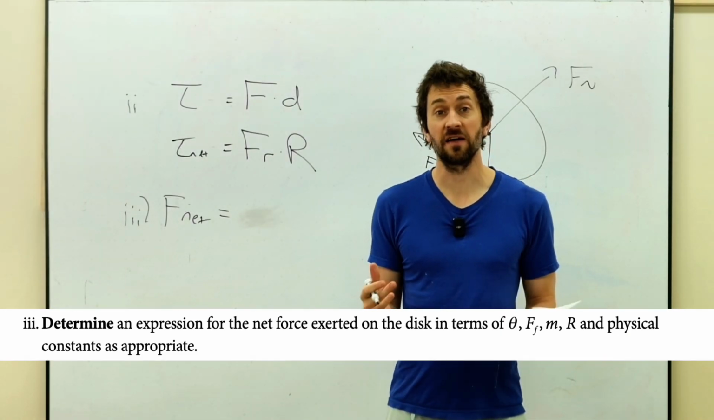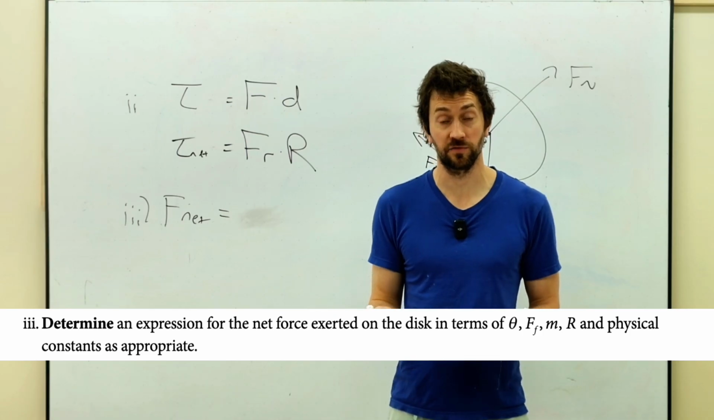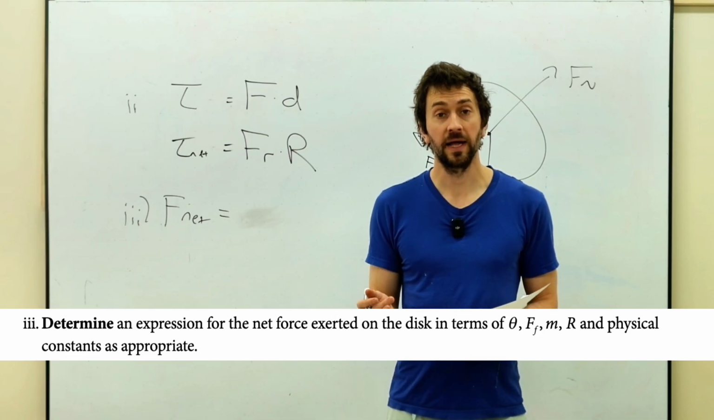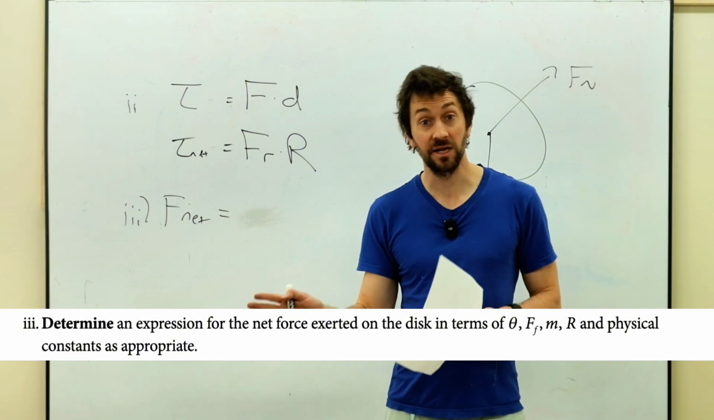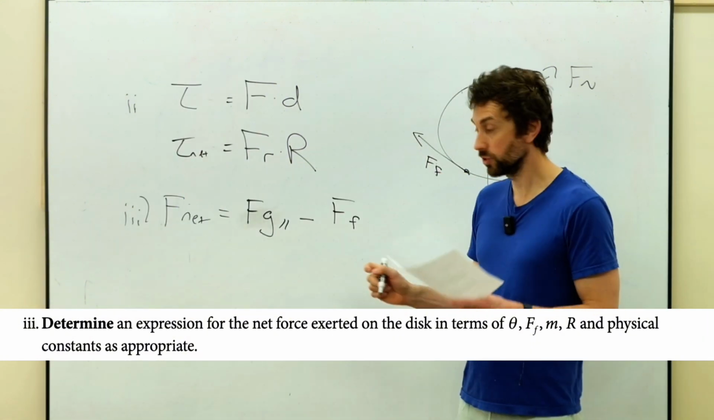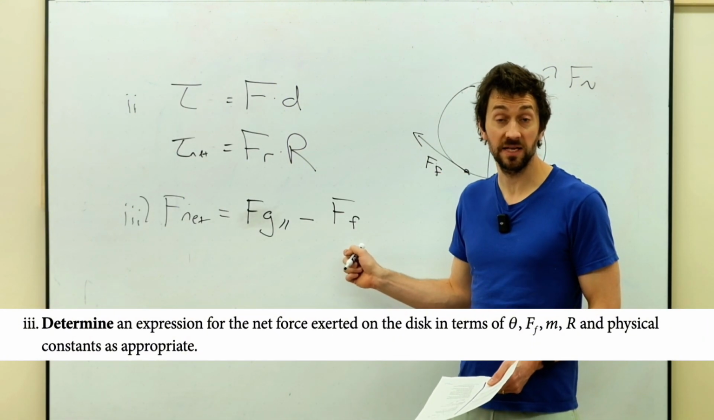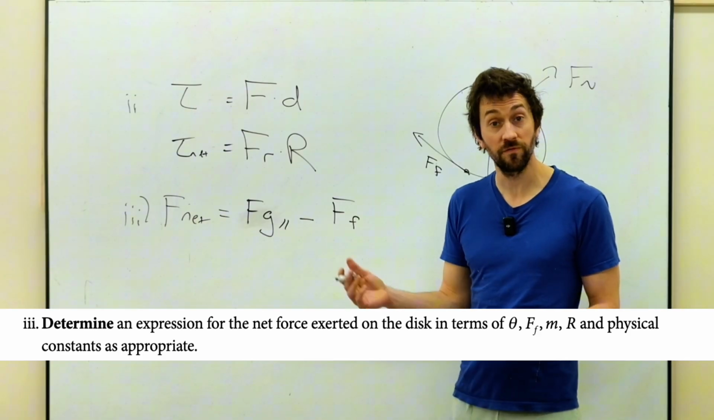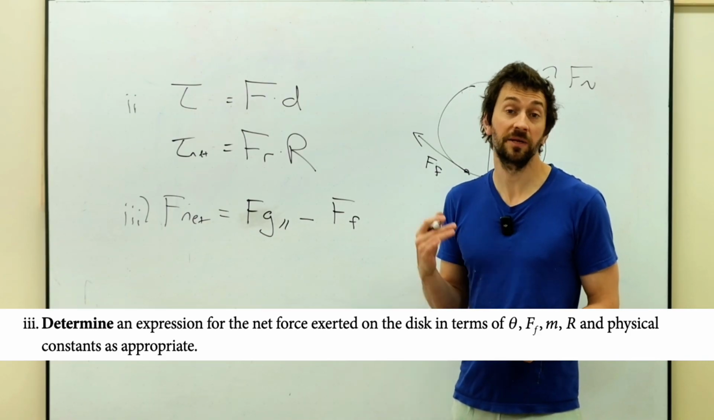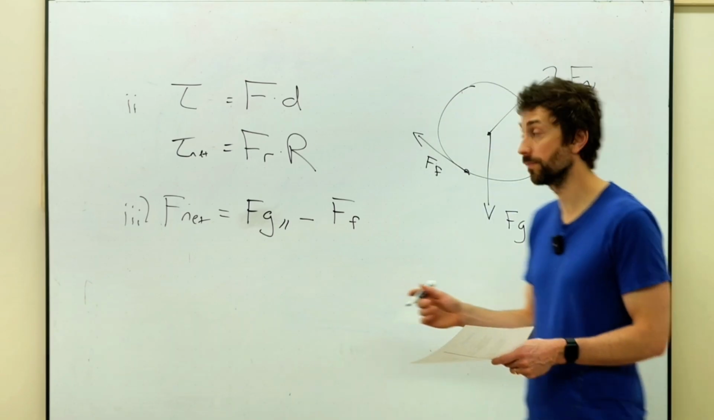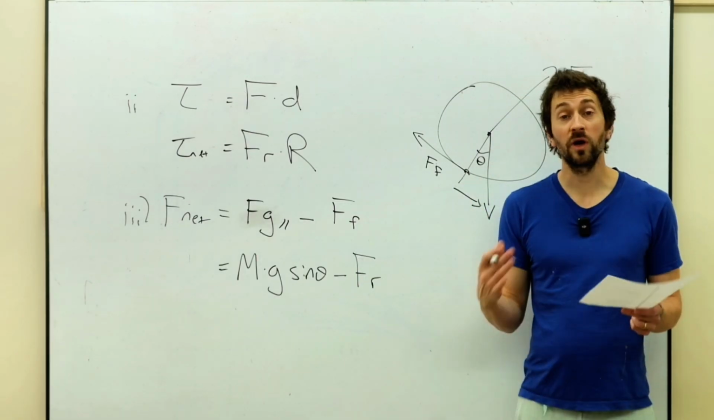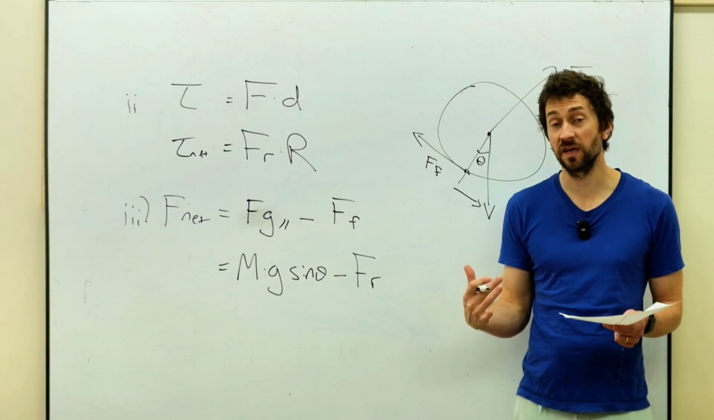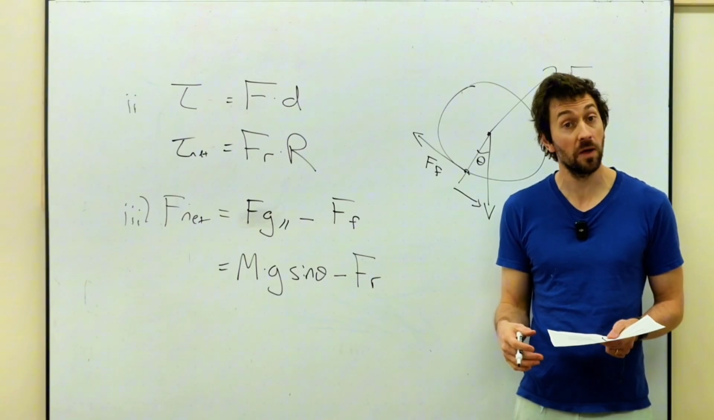So here I just say F net is going to be two forces minus each other. What are they? It's going to be the gravity force parallel minus the friction force. We can leave F_f as it is, but we just have to put some more variables in for the force of gravity. It's going to be mg times sine theta. Theta is going to be like that, so I need that component. When a question says determine, we actually just have to write something quite simple and get 1 mark for that.